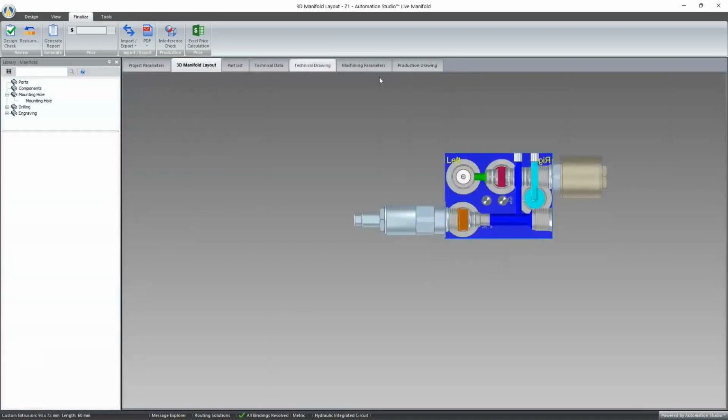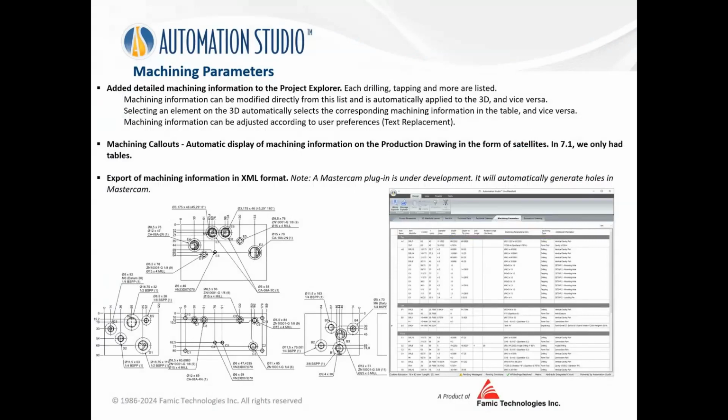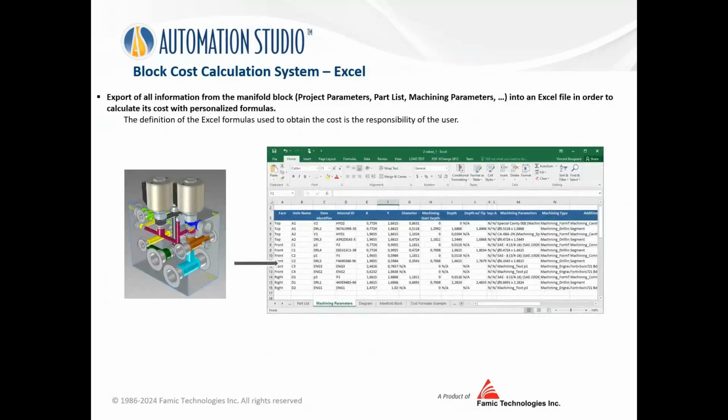Next, what we have is the block cost calculation system that's been added. So there's a new export feature where you can export all your machining parameter information to an Excel file, as you see in the images. So what I'll do is I'll go and show you the option there where it's configured.